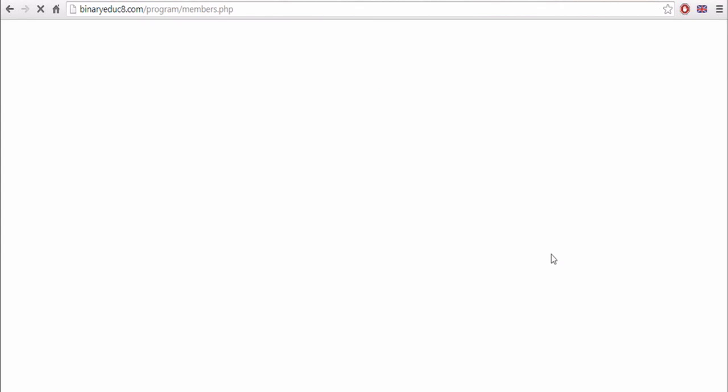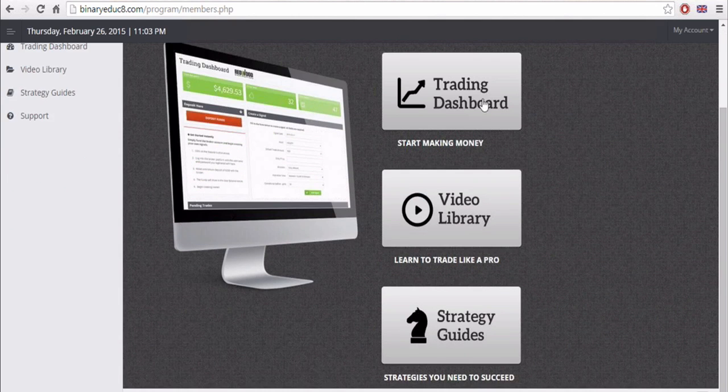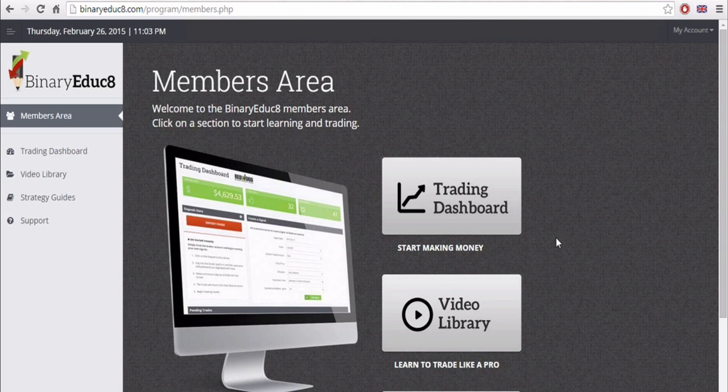When you log into the website, you will be brought to the members area. From the members area, you will see what's offered. There are buttons on the right, as you see, which is the trading dashboard, the video library, the strategy guides, and on the left as well, on the menu bar, you have the different parts, again, the dashboard, the library, and the strategy guides, which you can access from either area. Let's take a look first at some of the resources that come with the BinaryEduc8 site.